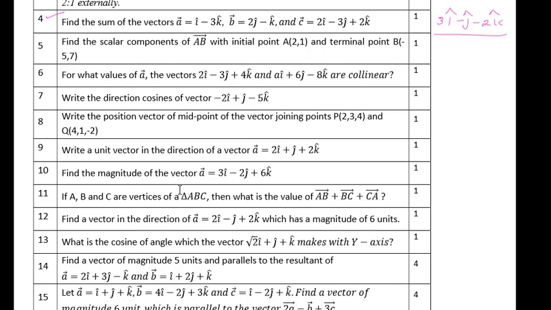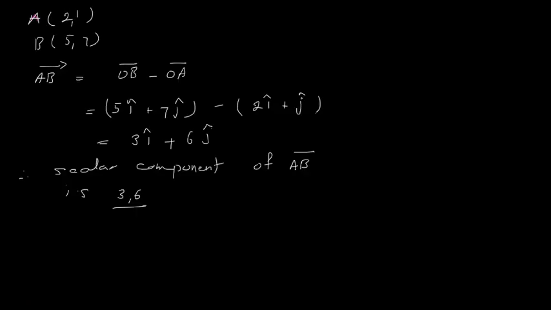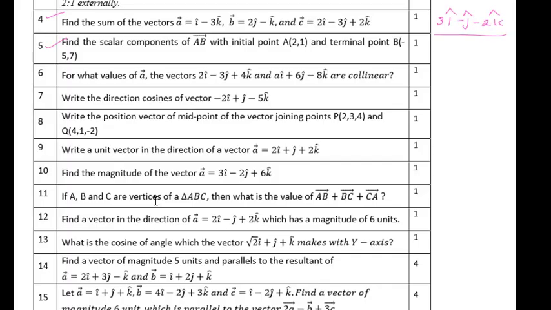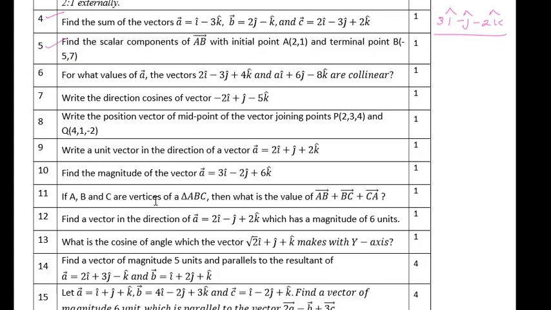So for this question we have to find components. Now for what value of A bar are the vectors collinear? These two vectors are collinear means their direction ratios are in proportion. So, sixth problem. Let P bar be 2i minus 3j plus 4k.